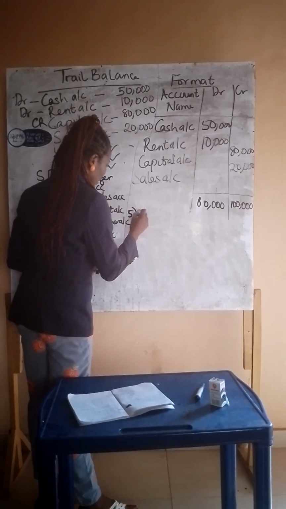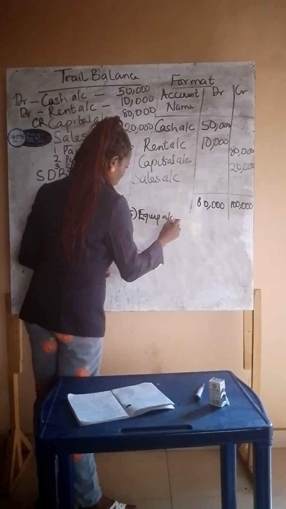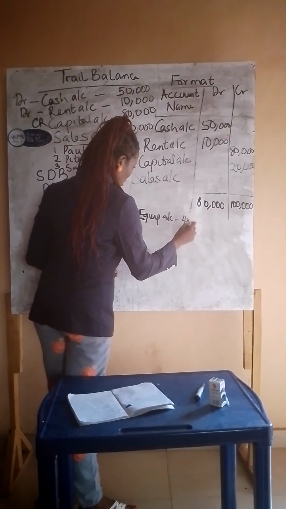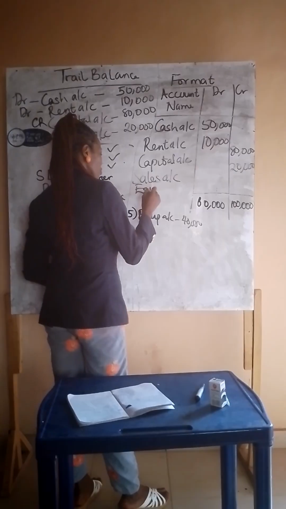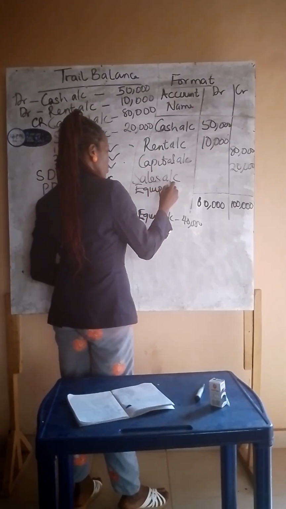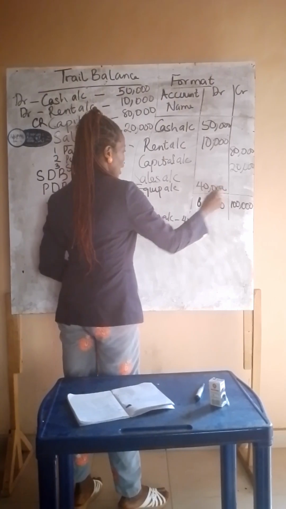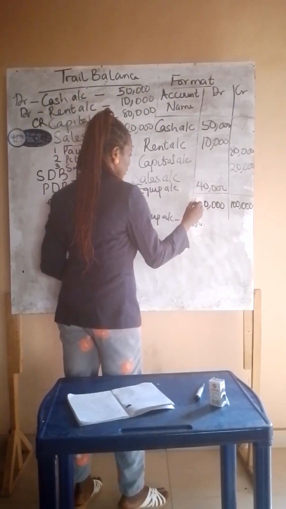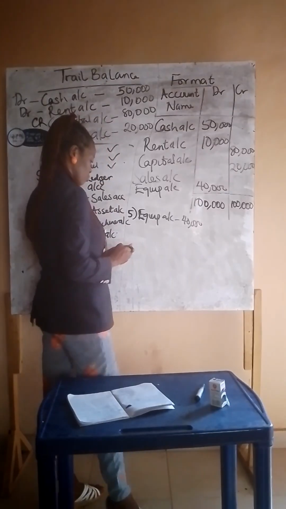So we have an equipment account, and the balance there is 40,000 naira. So if we put that account here, equipment account 40,000 naira, our account will now balance. We now have 100,000 and 100,000.